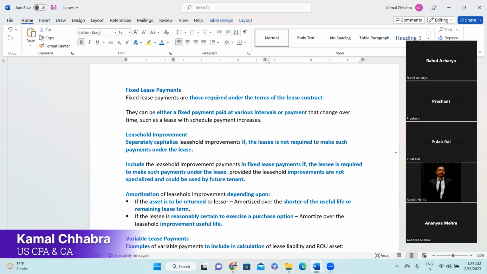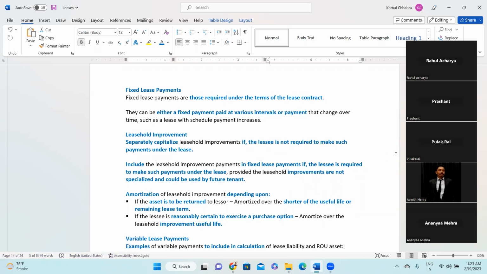Fixed lease payment. What is a fixed lease payment? Fixed lease payments are those required under the terms of the lease contract. They can be either a fixed payment at various intervals or a payment that changes over time, such as a lease with scheduled payment increases. Like if you have a 9-year lease agreement, there is a clause that every year 5%, 7% or 10% will be the increment, right? But the amount is fixed for the particular period of time. So that is called fixed lease payments.